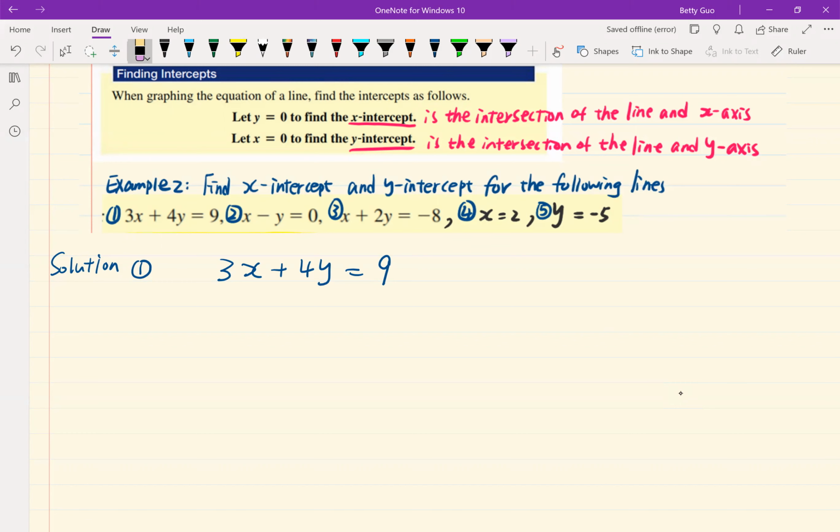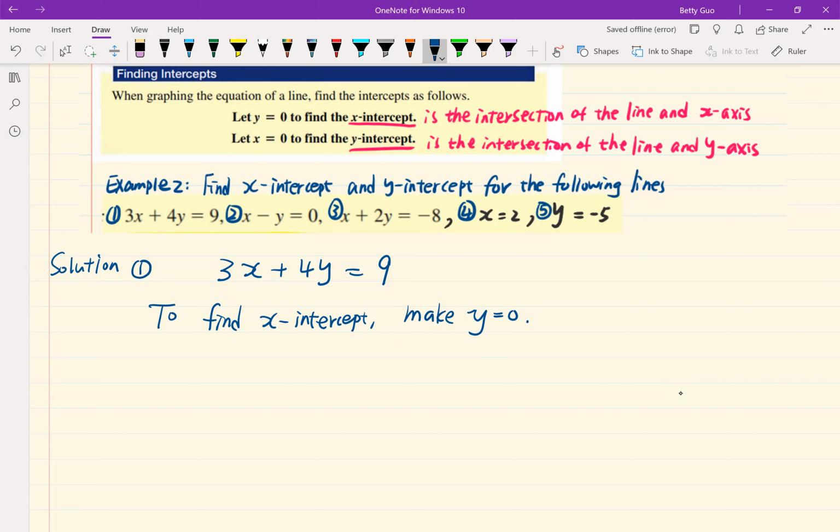To find x-intercept, we make y be 0. Yeah, you want to write down the sentence. To find the x-intercept, we make y be 0. That's how you get started to look for intercepts.